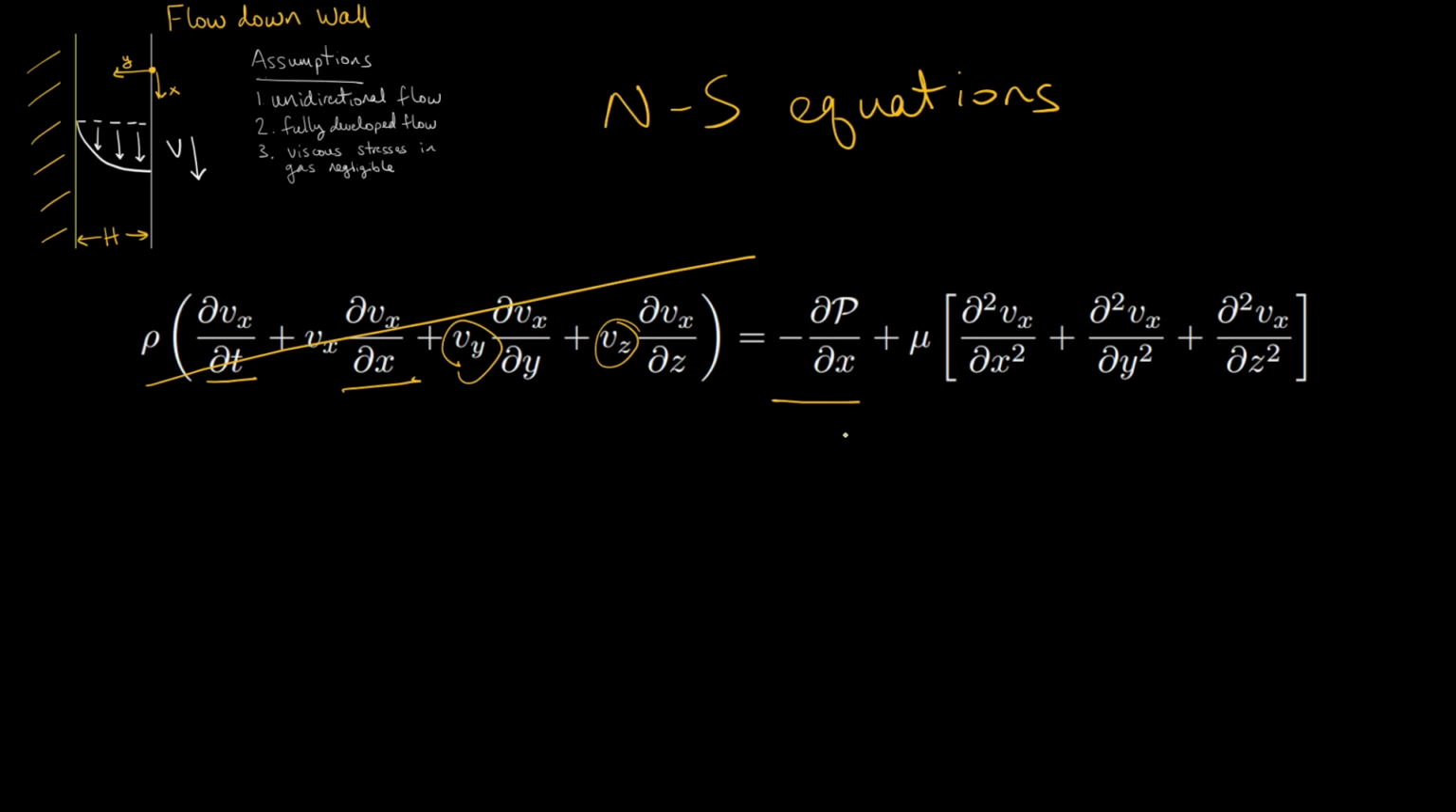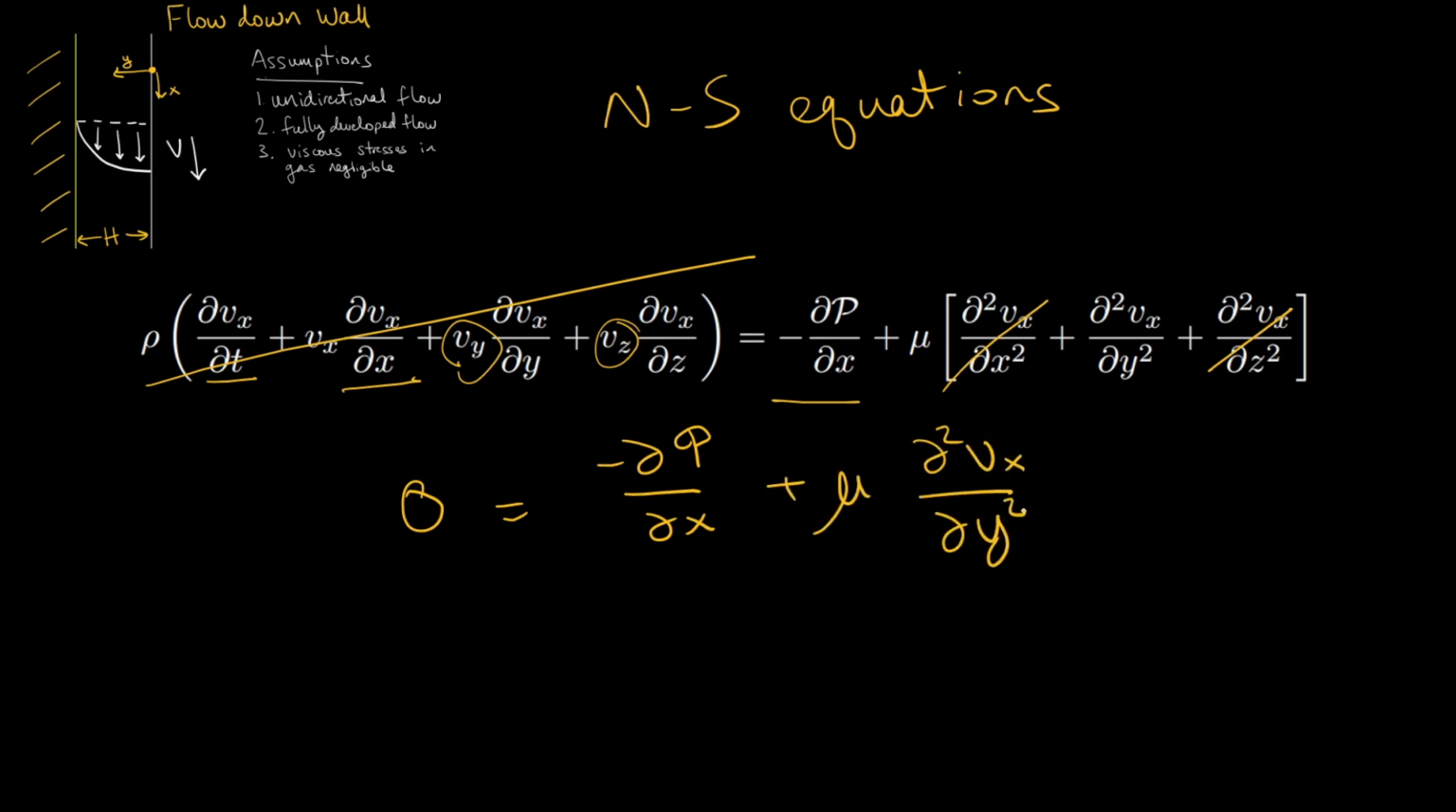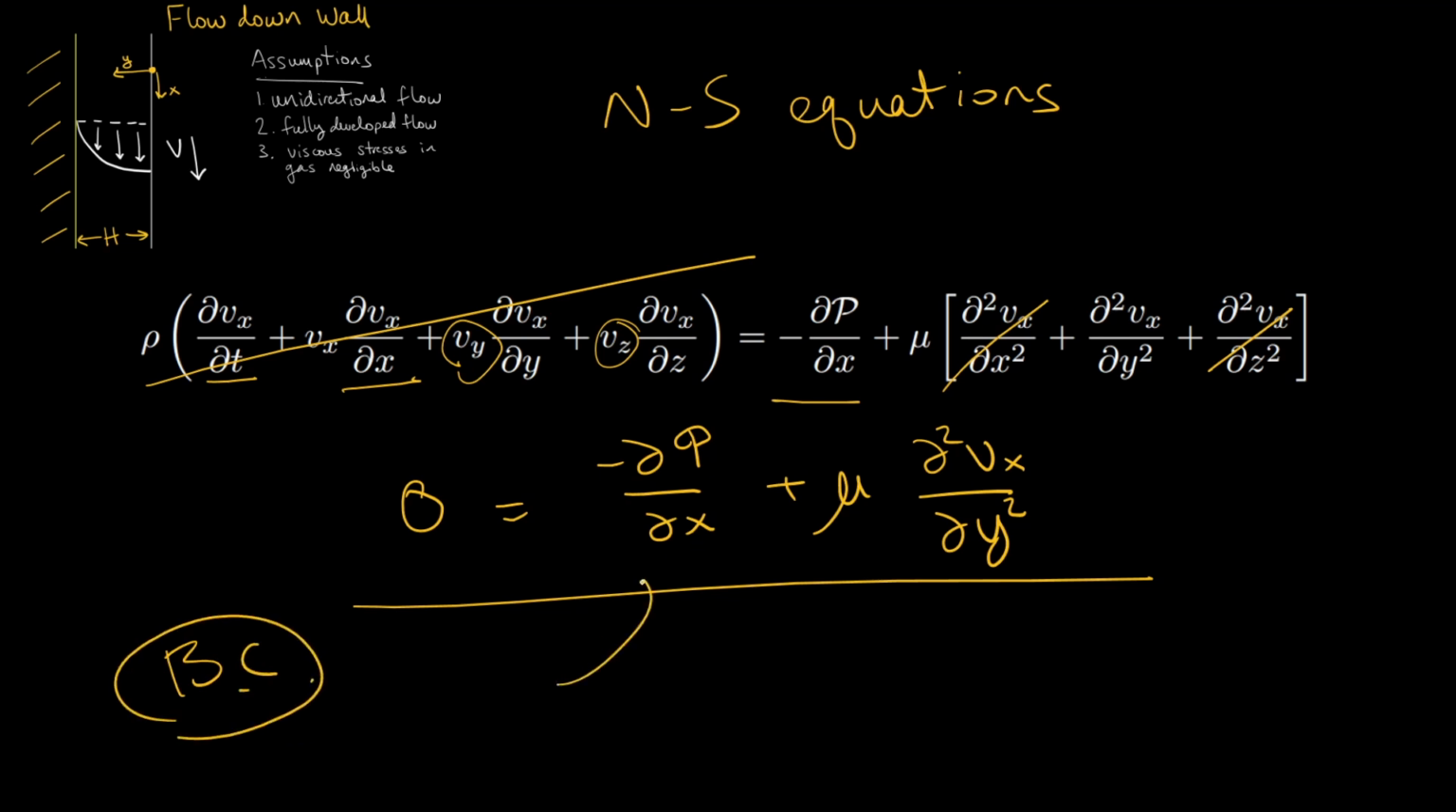We'll be left with some dynamic pressure term, and these terms will also cancel out. So after the Navier-Stokes equation, we end up with 0 is equal to negative dp/dx plus mu d squared vx/dy squared. Before we can start solving this problem, we need to answer two questions. One, what are the boundary conditions? And then also, what is this pressure term right here?